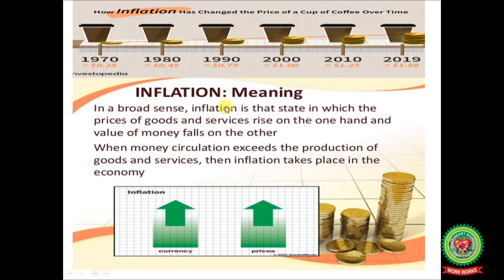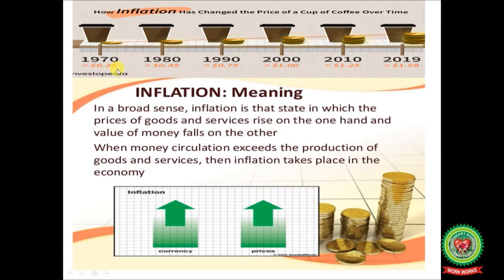Next one is inflation. Inflation means when there is rise in the prices of goods and services due to the fall in the value of money. Circulation of money in the economy is more than the production of goods and services.